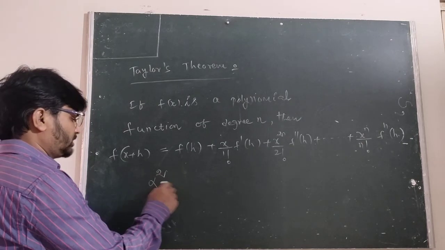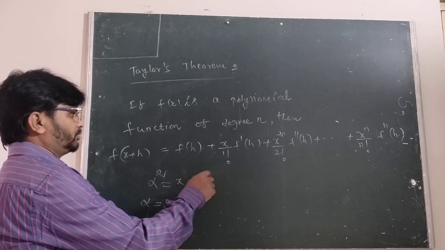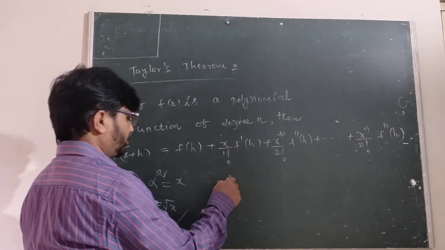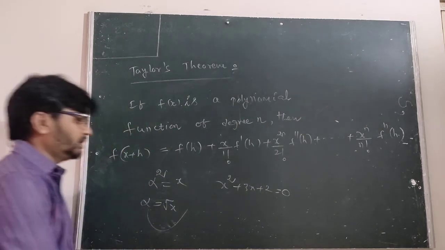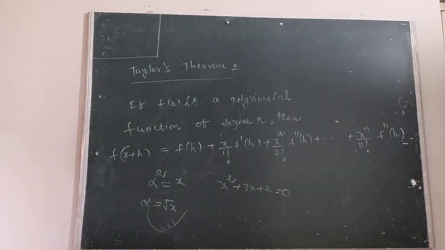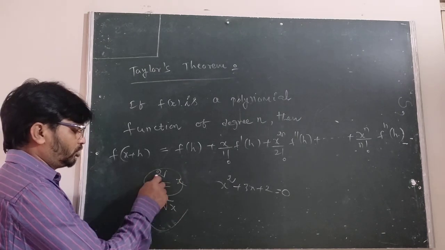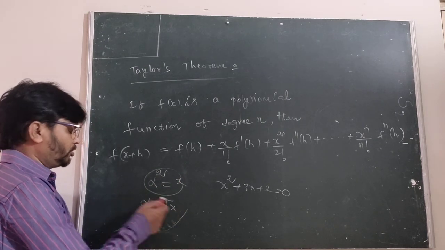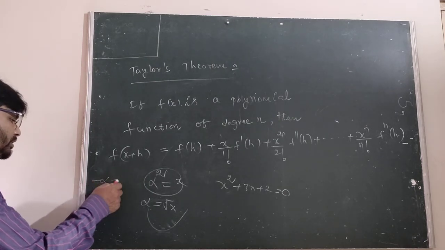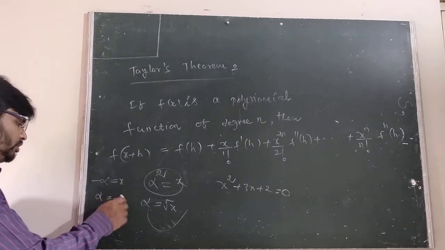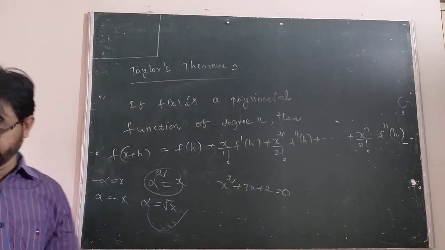Square of the root means alpha square equal to x, alpha equal to square root of x. Now substitute this in the given equation. Suppose x square plus 3x plus 2 equal to 0 is the equation. Find the transformed equation whose roots are squares of the roots. Cube roots means cube root of x. Suppose negative of roots: negative of roots means alpha equal to minus x. First we take x equal to alpha, after that alpha equal to minus x.